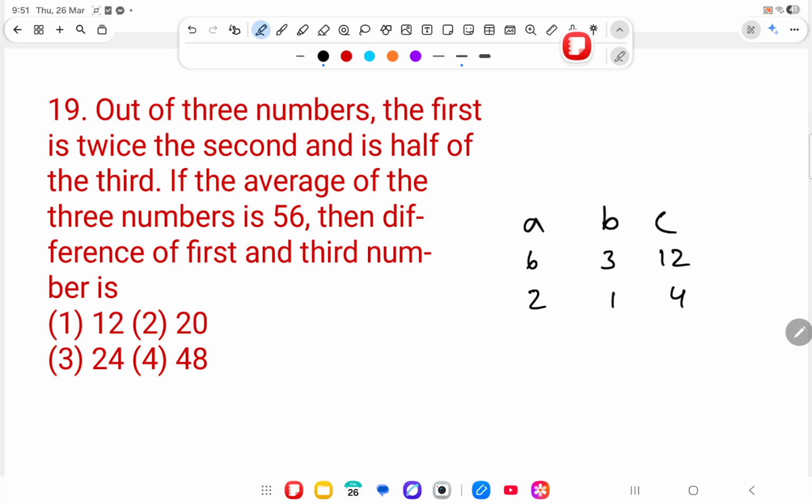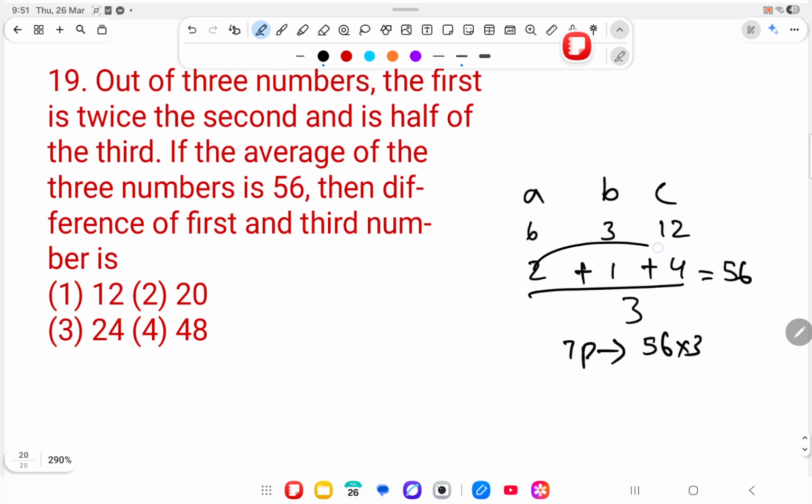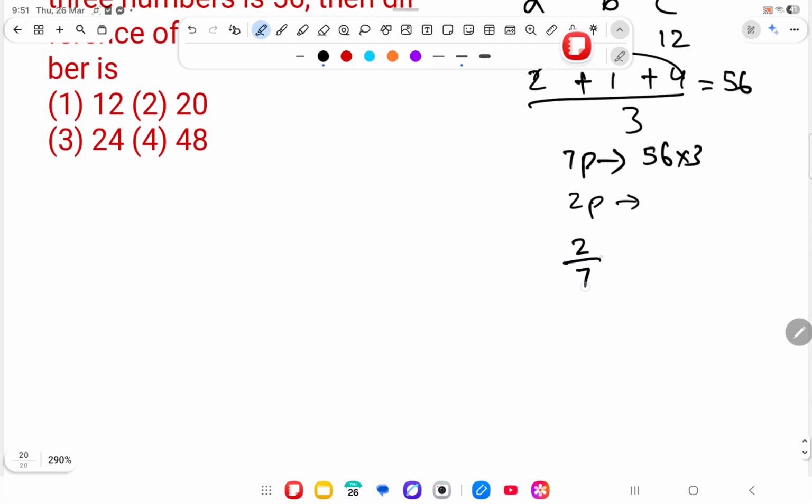Then if the average of the three numbers is 56, means 7 parts is 56 into 3. Then the difference of the first and the third number. Difference of the first and the third number is 2 parts. 7 parts if I get 56 by 3, for 2 parts I will get less. So less by more into 56 into 3. 7 1s, 7 8s. So 48. Hope you understood the session.